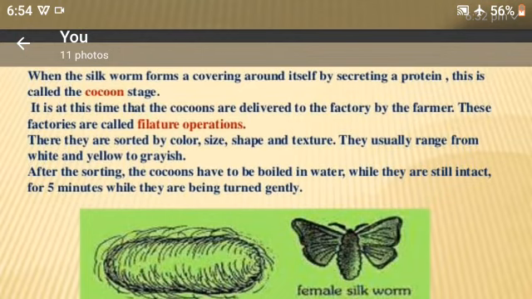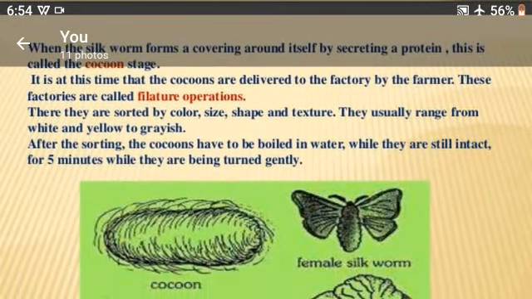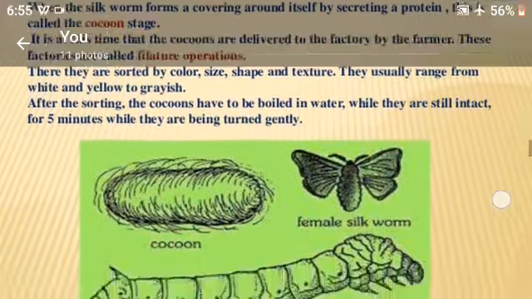These factories are called filature operations. There they are sorted by color, size, shape, and texture. They usually range from white and yellow to grayish. After the sorting, the cocoons have to be boiled in water while they are still intact for 5 minutes while they are being turned.